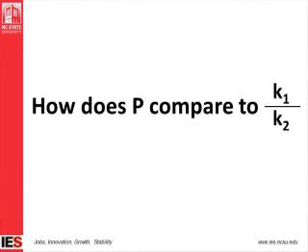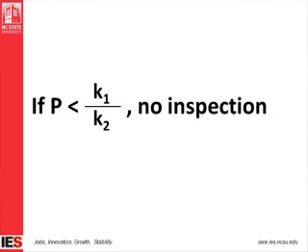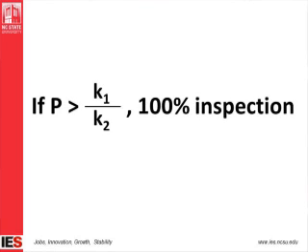Well, in the simplest cases, if the proportion defective is less than K1 over K2, it is actually best not to inspect any of the incoming lot, because you're just wasting the money that you spend inspecting. On the other hand, if P is greater than K1 over K2, it's actually best to inspect 100% of the lot of incoming items, because the cost of failure is too high to forego the inspection.